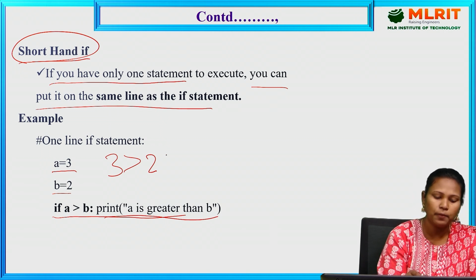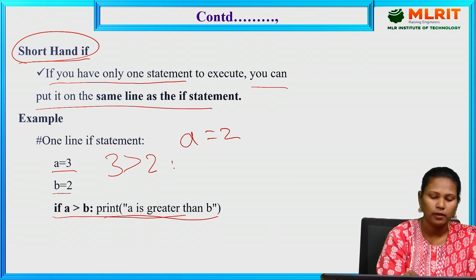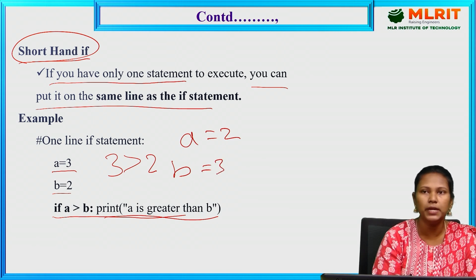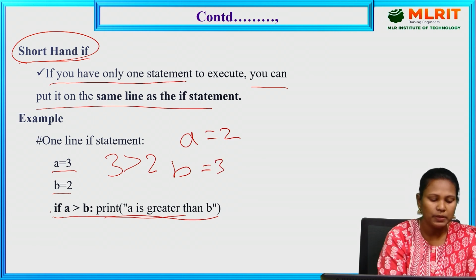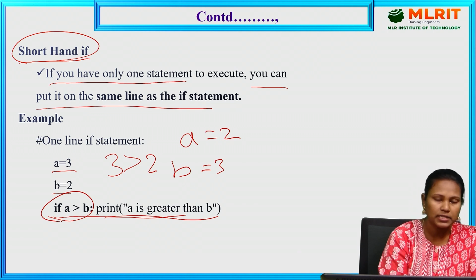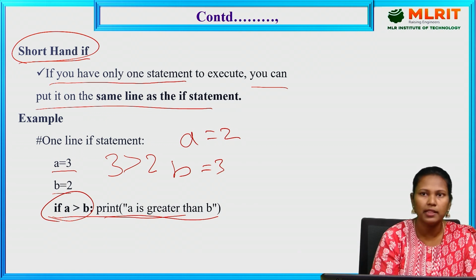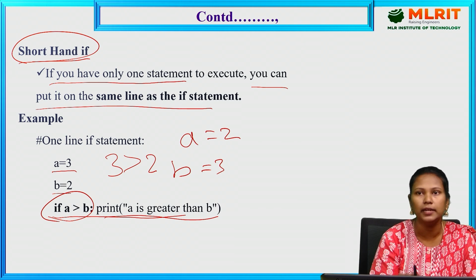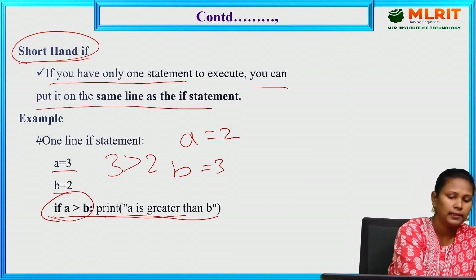So for example, A equal to 2, B equal to 3 means it doesn't print anything, because there is no else block. It checks the condition. If it is true, it prints. Otherwise, it skips. It does nothing.